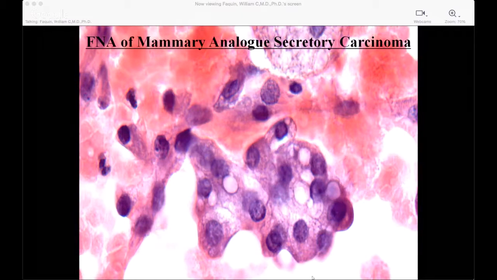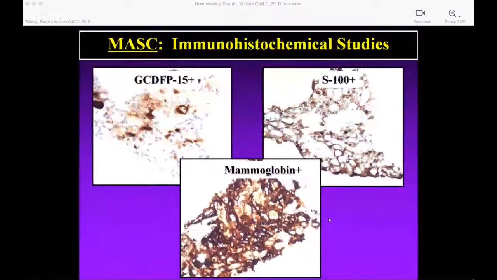Cytologically, aspirates look like this. They kind of resemble acinic cell carcinoma. However, they lack zymogen granules in the cytoplasm, and they have a lot of vacuolization. There is a very good immunohistochemical profile that's very, very helpful for making a more definitive diagnosis of MASC on FNA, and that includes positivity with GCDFP, S100, mammaglobin, and GATA3 would also be positive.